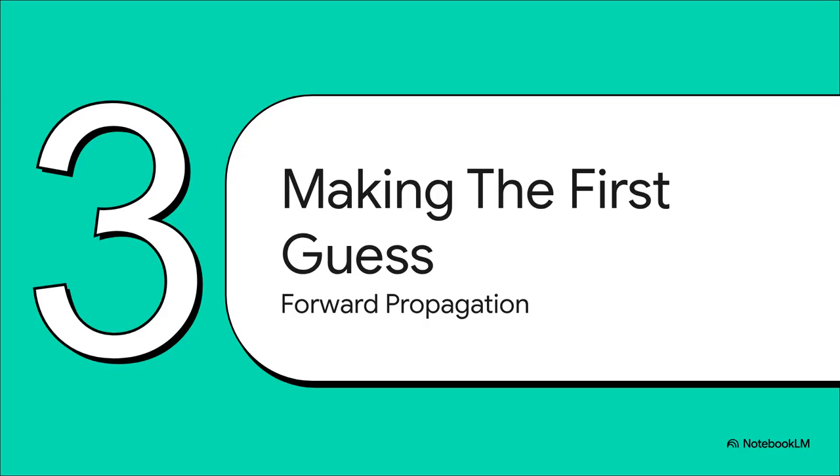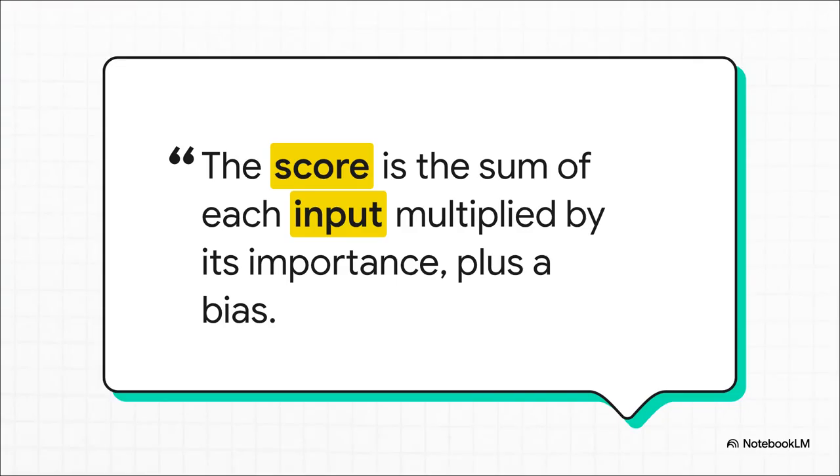Okay, so our army of little apple pickers is assembled and ready to go. Now let's throw an image at it and just see what happens. This process, where the data flows all the way through the network for the very first time to make a guess, that has a name. It's called forward propagation.